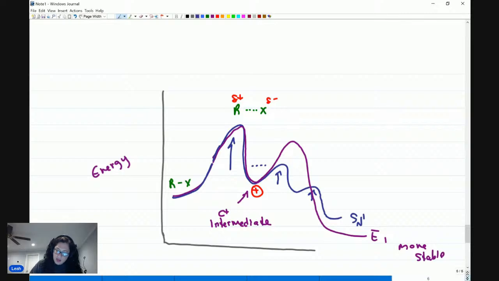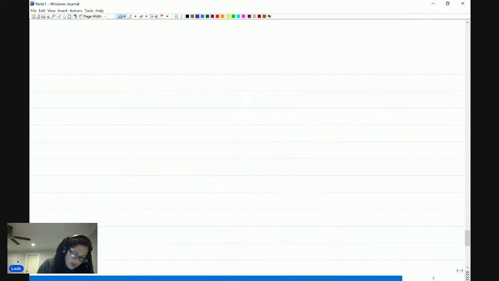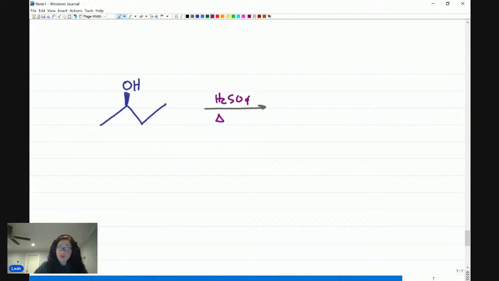One very common E1 reaction that you're going to see with an extra intermediate is using something like this. Say I have an alcohol and I react it with H2SO4 and heat. That is all I'm given. This will be expected as an E1 reaction. Your professor does not want to see SN1. They want to see E1.